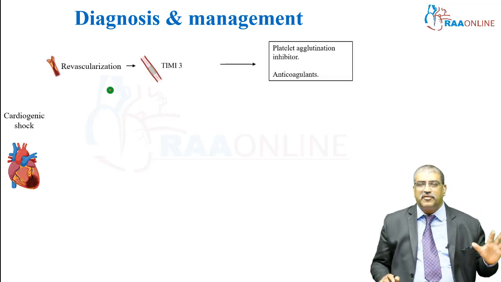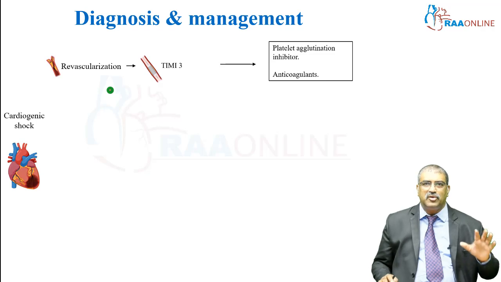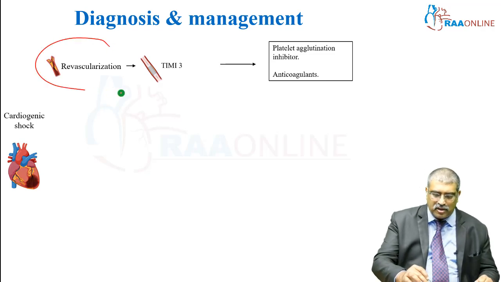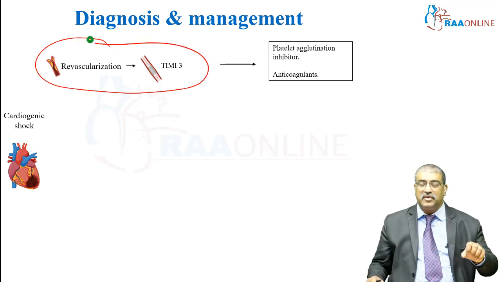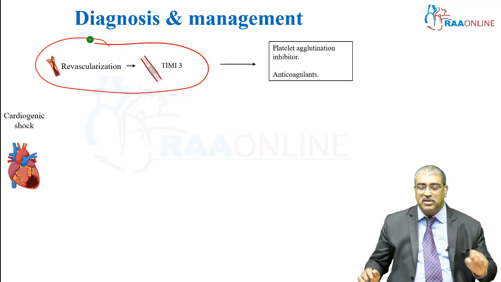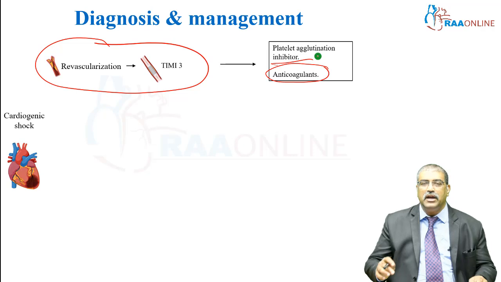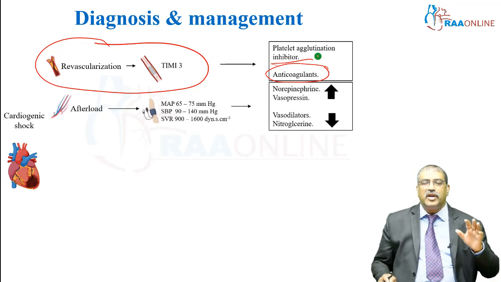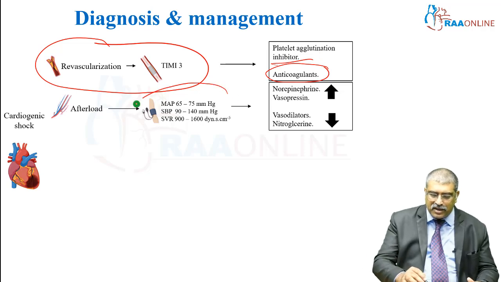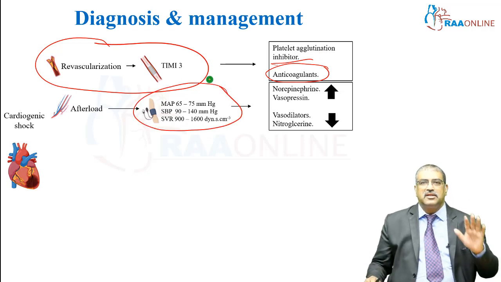First, in case of ischemic heart disease, you have to do an angio and you have to revascularize the patient. Here, angiography becomes the investigative modality, and even if you place a stent or do the surgery, you have to maintain the patency with antiplatelet and anticoagulant. Now coming to afterload. Here you have to look at the mean arterial pressure and systemic vascular resistance.